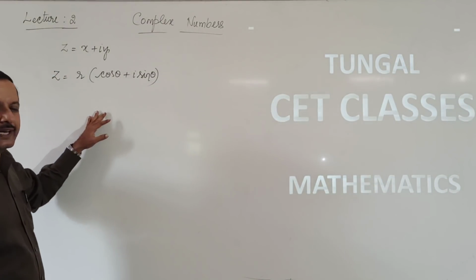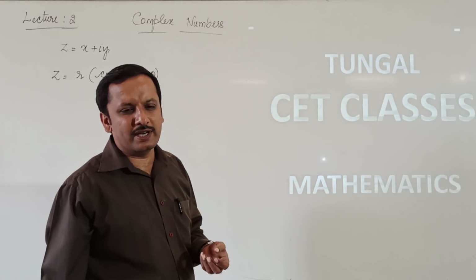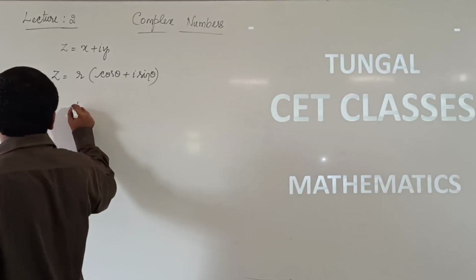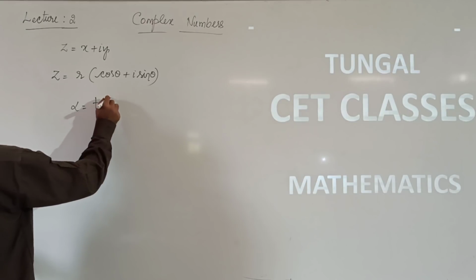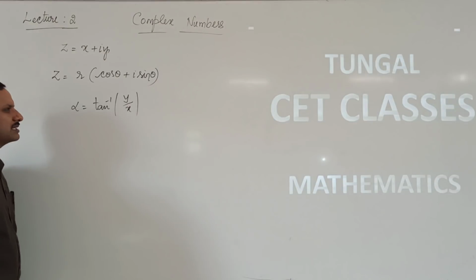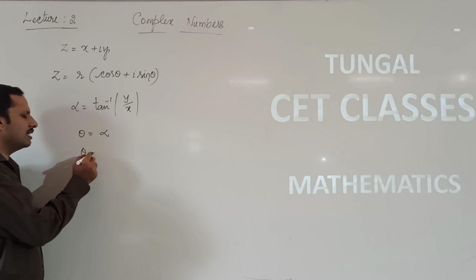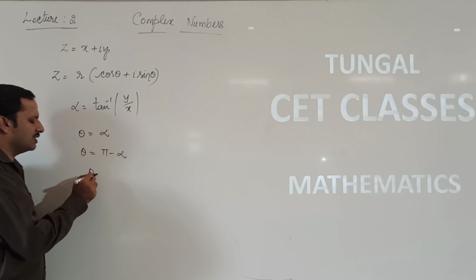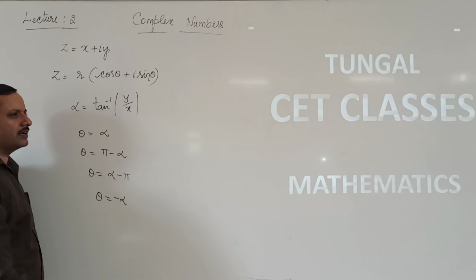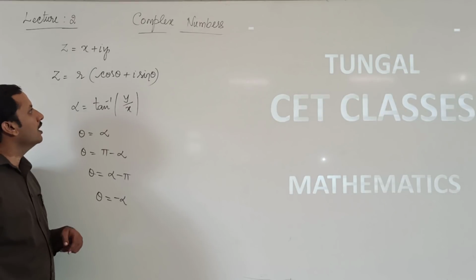as, again, there is no direct formula, it depends on where that point is situated, where is that point x comma y. First we find out alpha. Alpha is equal to tan inverse of modulus of y by x. Then if the complex number lies in the first quadrant, then theta is equal to alpha. If it's in the second quadrant, theta is equal to pi minus alpha. If it's in the third quadrant, theta is equal to alpha minus pi. And if it is in the fourth quadrant, then theta is equal to minus alpha. That much we know. Okay.